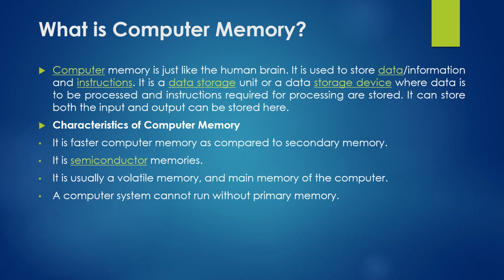The characteristics of computer memory: it is faster compared to secondary memory. It is semiconductor memory, usually volatile, and it is the main memory of the computer. A computer system cannot run without primary memory.